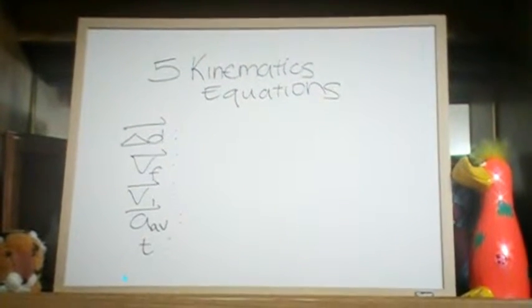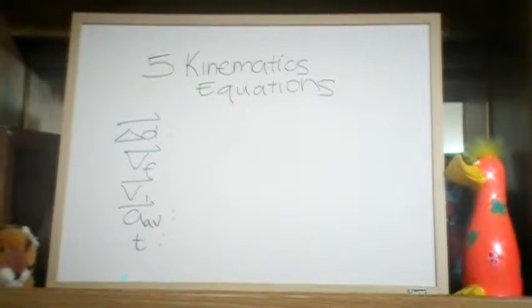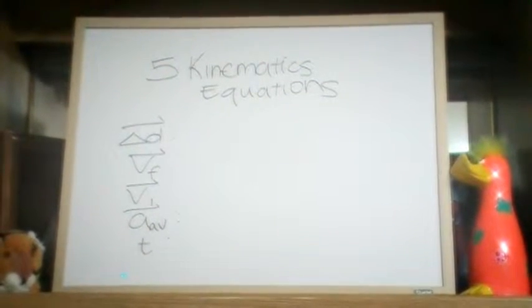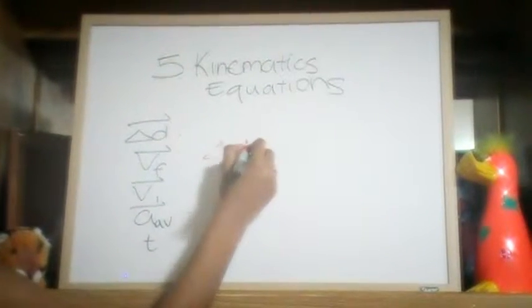One of the 5 kinematics equations. Now, each of the 5 equations has one of these elements missing. The one we'll look at today has final velocity missing. So the equation for this is as follows.